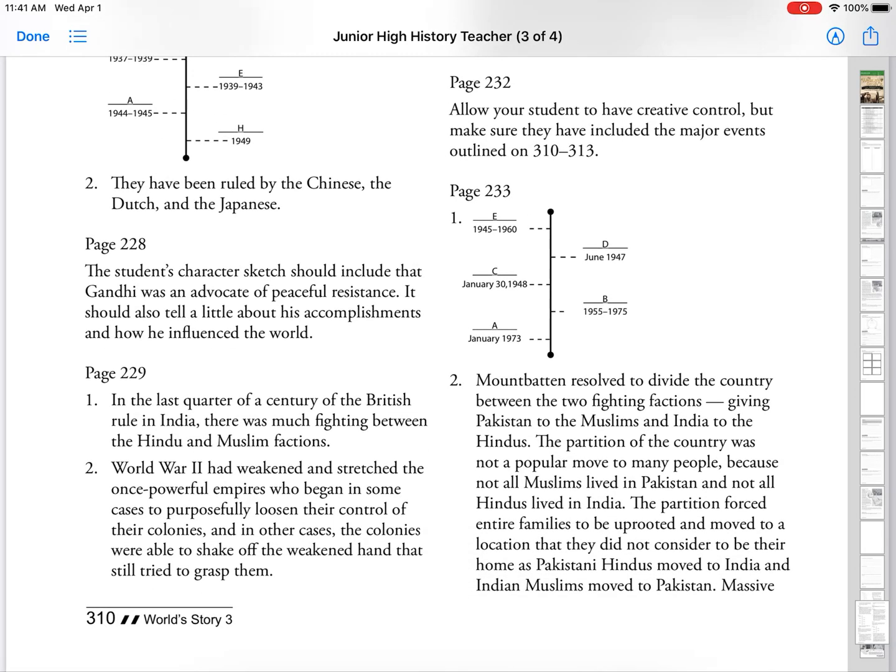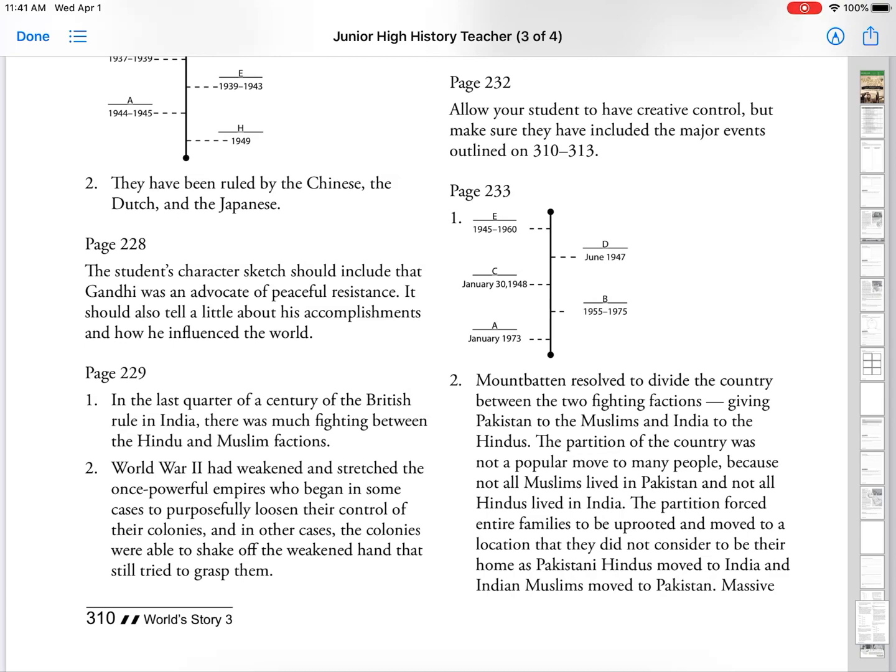Page 229. All right. In the last quarter of a century of British rule of India, who were the two religious factions causing the most issues? That would have been Hindu and Muslim. All right. Those two religions would have been very prevalent. They would have been right there during that rule, and they were in disagreement with each other, so there was a lot of fighting between Hindu and Muslim factions. That would be the correct answer there.